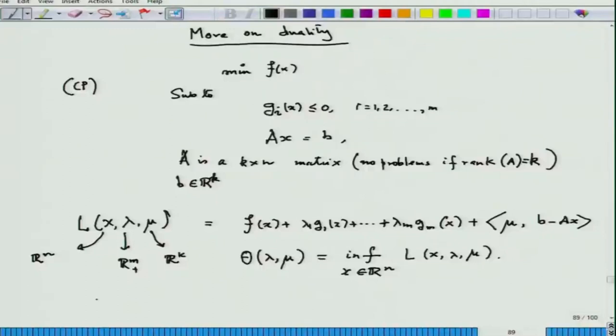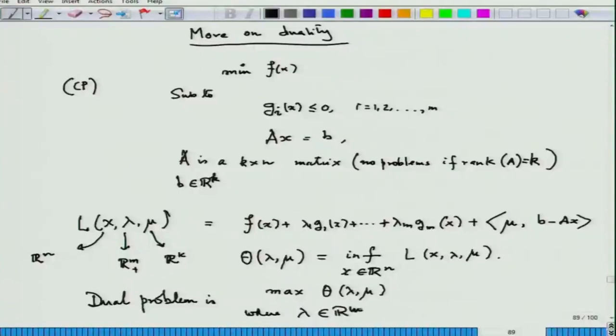Now, the dual problem for this case is max of theta(lambda, mu), where lambda is an element of Rm plus and mu is an element of Rk. So, these are the constraints. So, this is my dual problem. Now, it is slightly complicated.